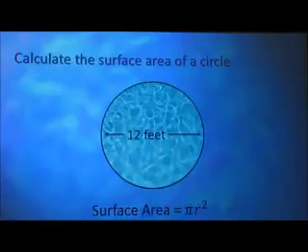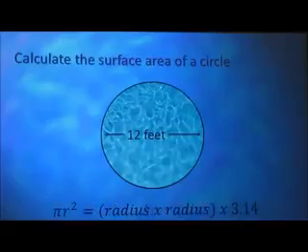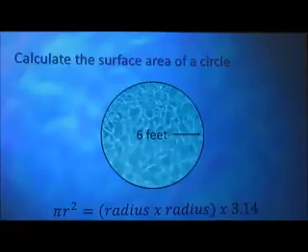Surface area is pi r squared. Radius times radius times 3.14. Pi will always be 3.14. That is a constant. The only thing that's going to change here is the radius, and that's going to depend upon the diameter of the circle where we're calculating the surface area. So in our spa that has a 12-foot diameter, our radius would be 6 feet. 12 divided by 2 equals 6.